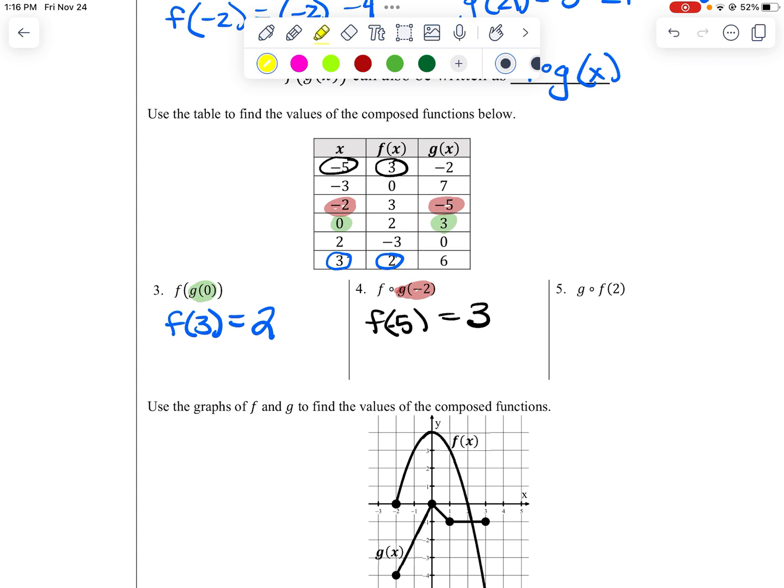So this last part, the first part I'm going to do first is f of 2. So when x is 2, f of x is negative 3. So this is really g of negative 3. So if I go to negative 3 here, my g value is 7.